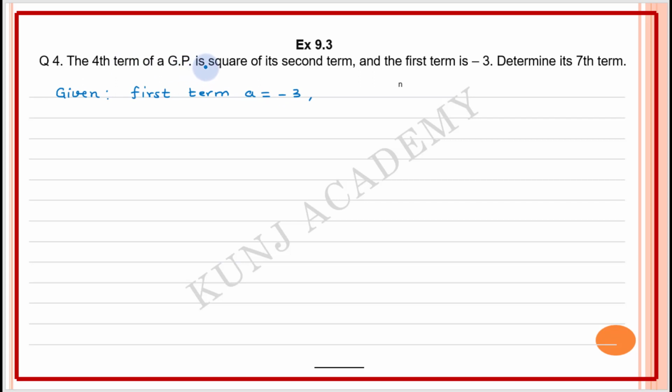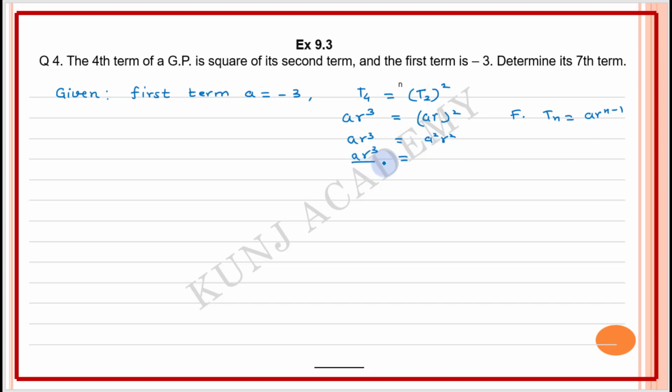Fourth term is the square of the second term. T4 is equal to the square of the second term, square of T2. Fourth term is a r power 4 minus 1, that is a r cube. T2 is a r power 2 minus 1, that is a r, squared. Formula: Tn is equal to a r power n minus 1. So a r cube is equal to a square r square.